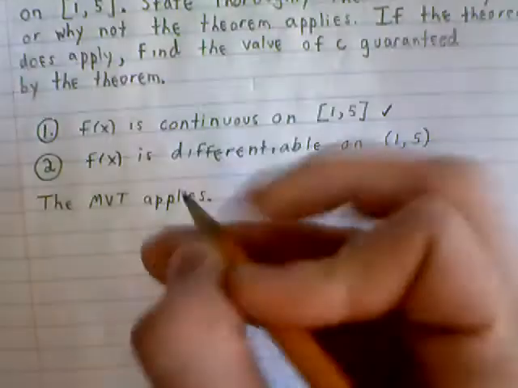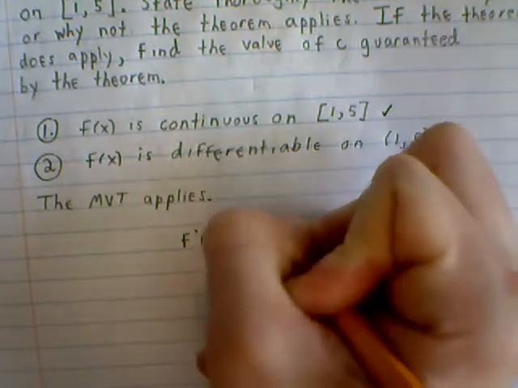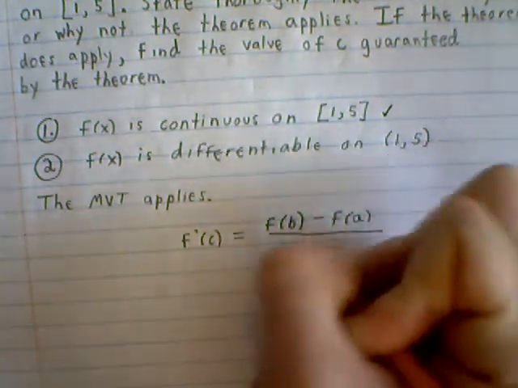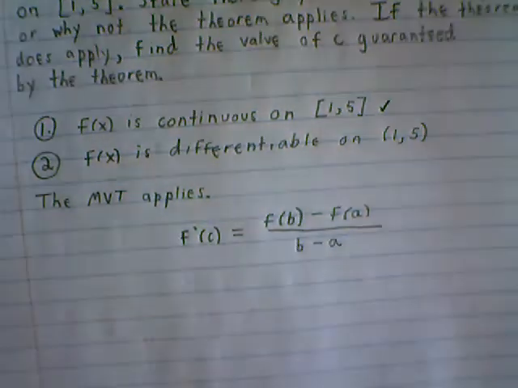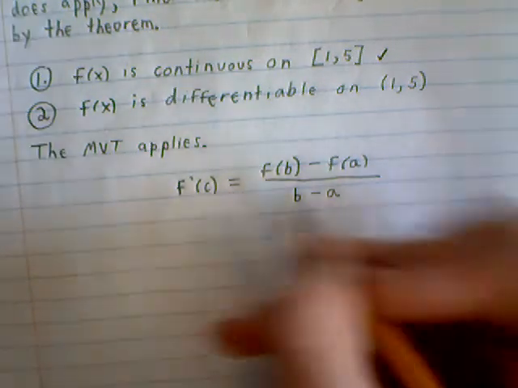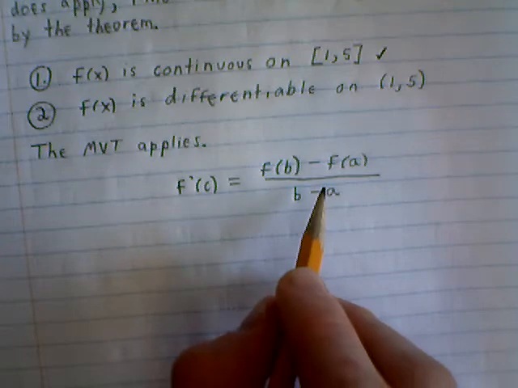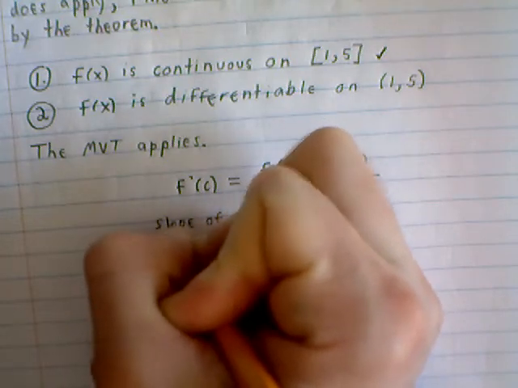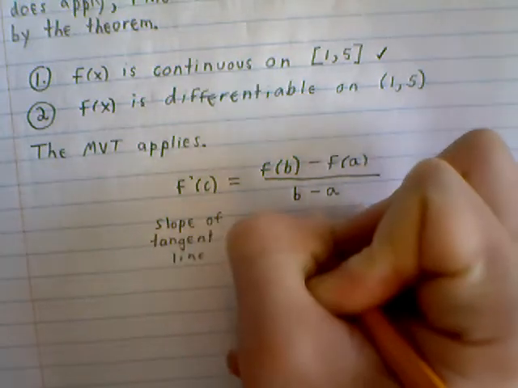So our theorem is saying, the MVT says that f prime of c has to equal f of b minus f of a over b minus a. So I'm saying the instantaneous rate of change equals the average rate of change, or the slope of this tangent line equals the slope of the secant line. So we're saying the slope of the tangent line equals the slope of the secant line.